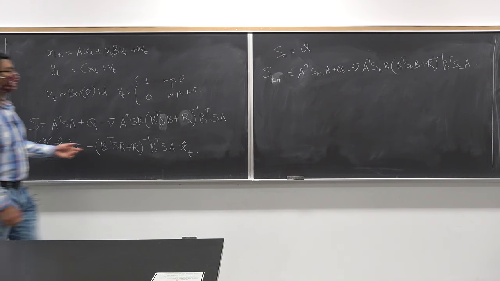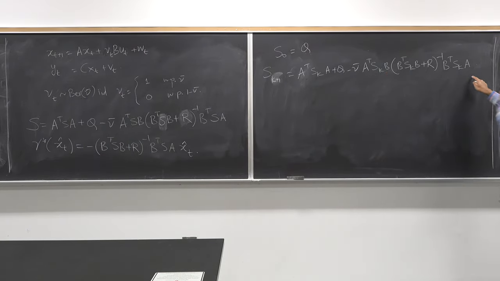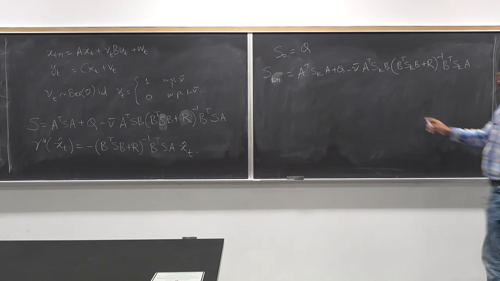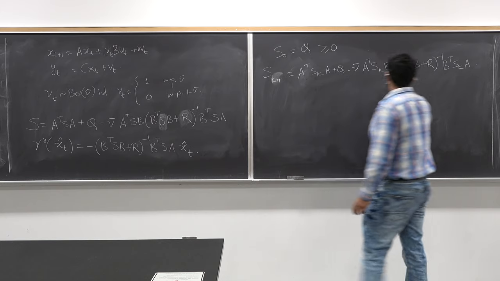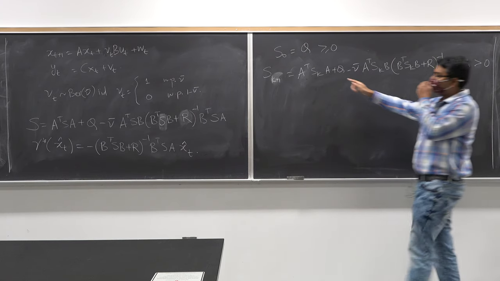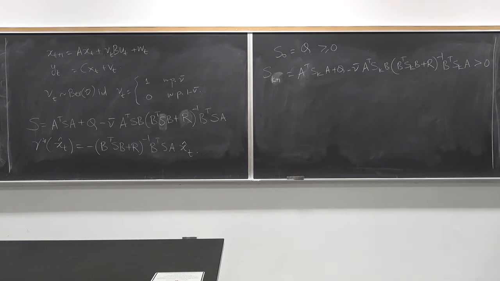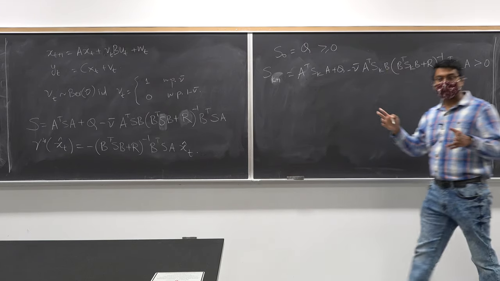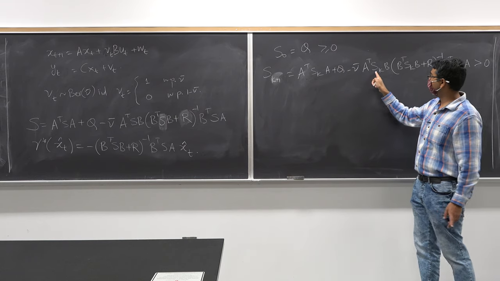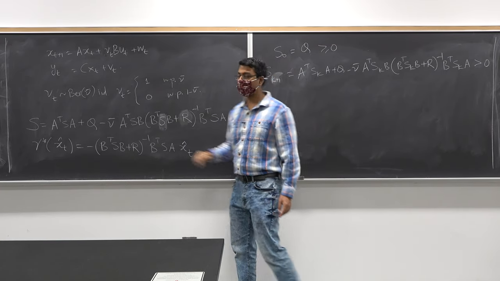So if you start with a positive semi-definite matrix, this matrix is always going to be positive definite. Even if Q is greater than or equal to 0, this particular matrix is strictly positive definite. So starting from a positive semi-definite or positive definite matrix, you get a sequence of positive definite matrices. And then the question is, when would the sequence converge? One thing that is obvious is that if this sequence S k converges, it must be the same as this particular S, because it would satisfy this equation with equality.